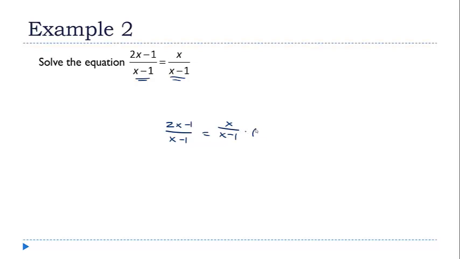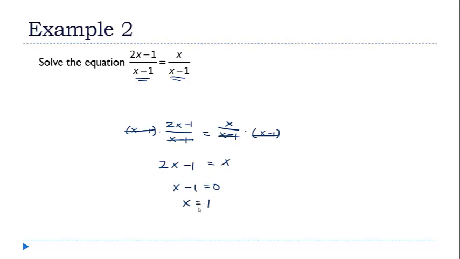What I'm going to do is multiply both sides by x minus 1. So watch what happens here. Now these x minus 1's cancel, and I'm left with 2x minus 1 on the left. And these x minus 1's cancel, and I'm left with x on the right. So now once again we're down to a linear equation. And if I subtract x from both sides, I get x minus 1 equals 0, or x equals 1.